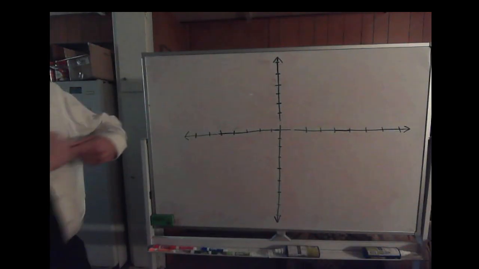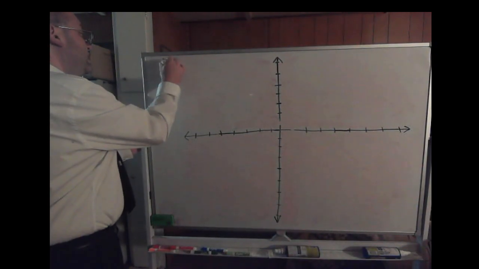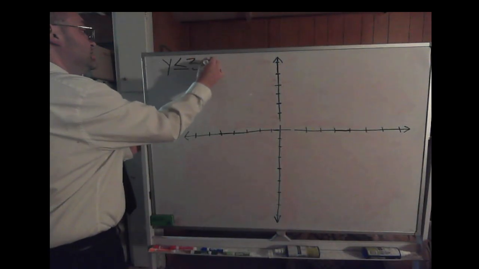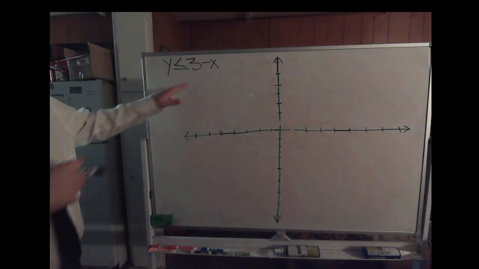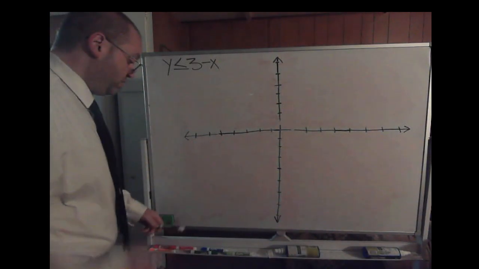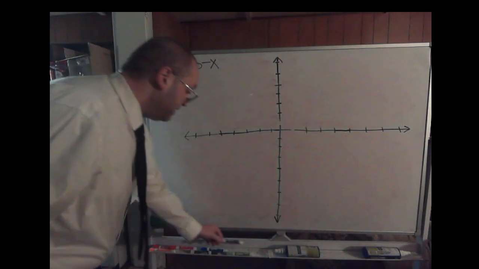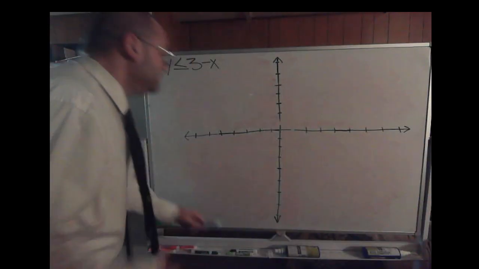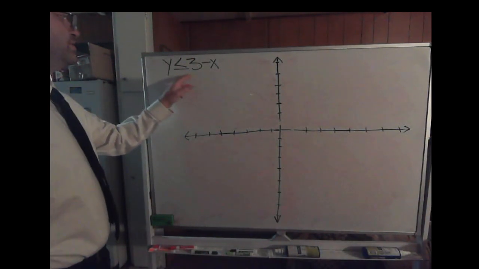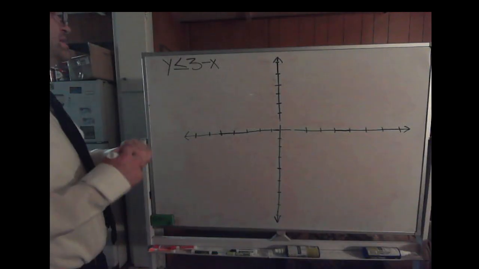Next, let's see. Y is less than or equal to 3 minus x. So we have y is less than or equal to 3 minus x. This time, since it's got the equal component, we're going to draw a solid line through y equals 3 minus x.